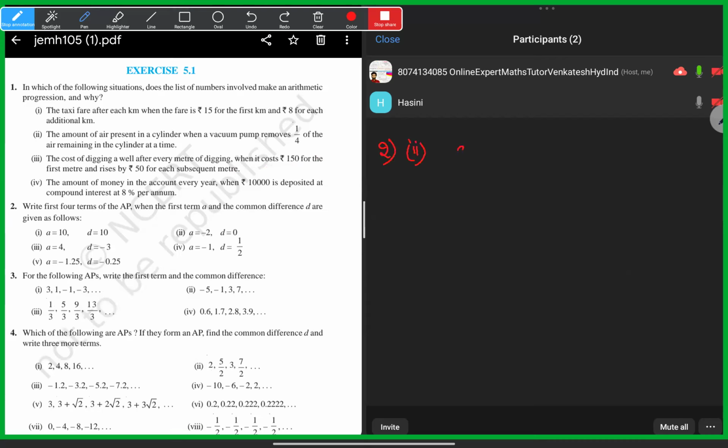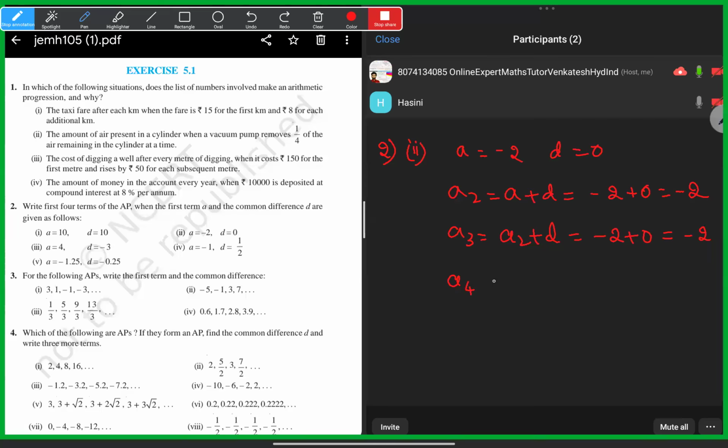So A is given as how much? -2. D is 0. A means first term. So the second term is nothing but A plus common difference, first term plus common difference. Then the third term is nothing but A2 plus common difference. Yes or no? So here we are not using any formula, directly by general understanding we are doing. So since common difference is 0, all the terms will be -2.